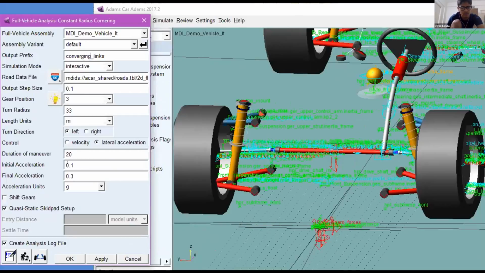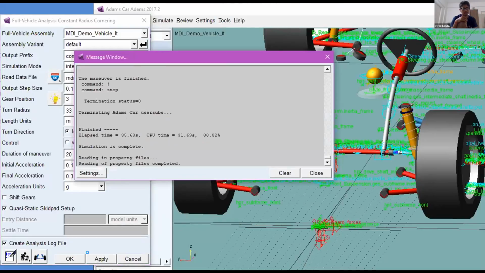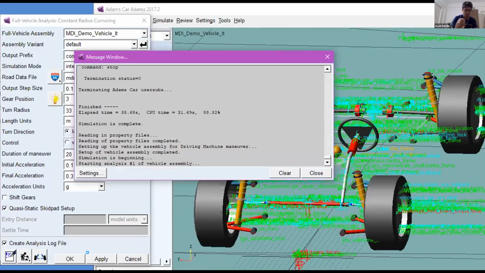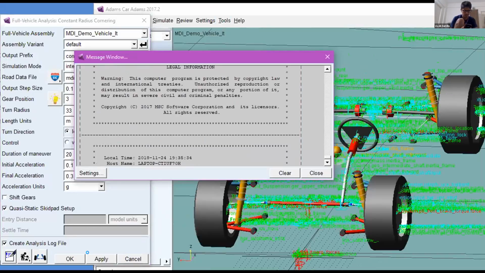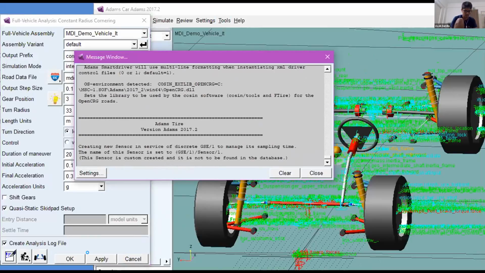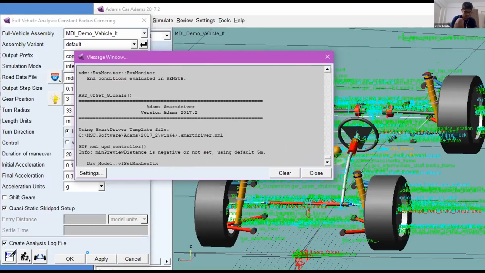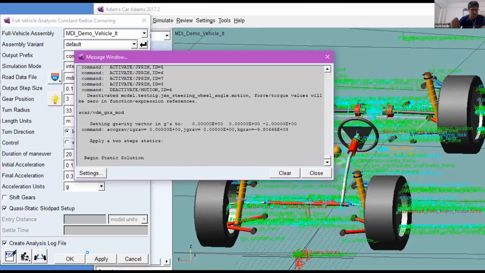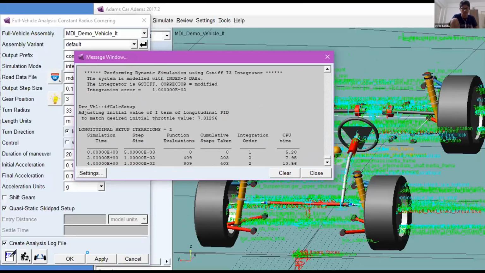Converging, right? So first we did the simulation with parallel links. Now we're going to do the same test with a different set of hard points for converging links. Okay, simulation is running.